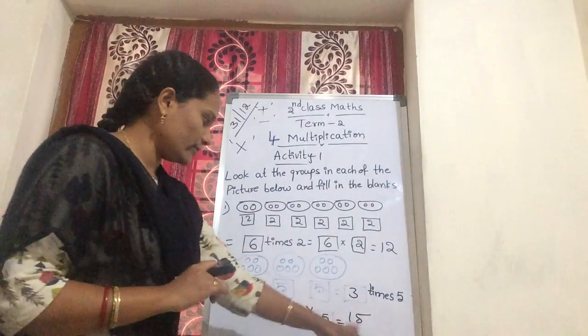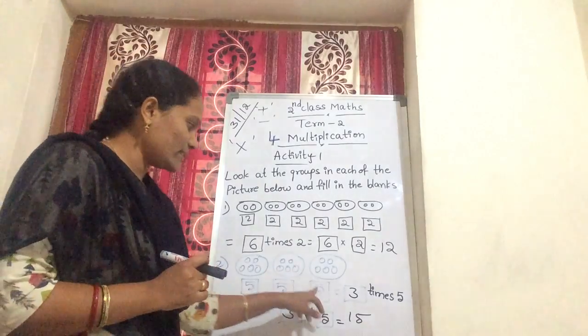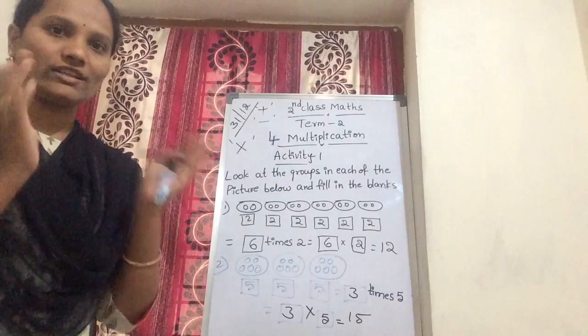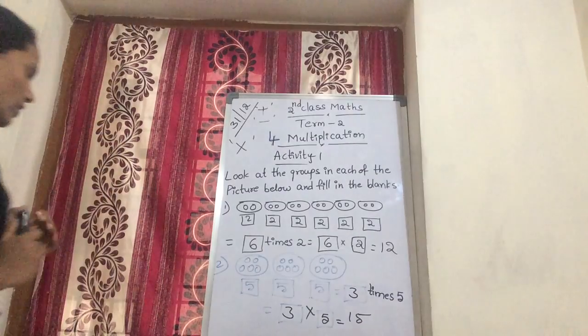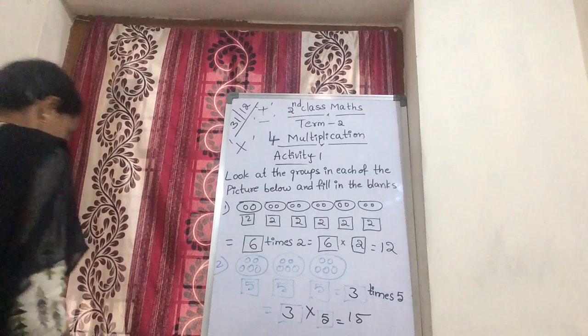Okay? Got it, 15. Now like this. 5 plus 5, 10. Now 10 plus 5 is 15. That is also the same. Both answers are equal. Now multiplication means repeated addition. Now please copy it.